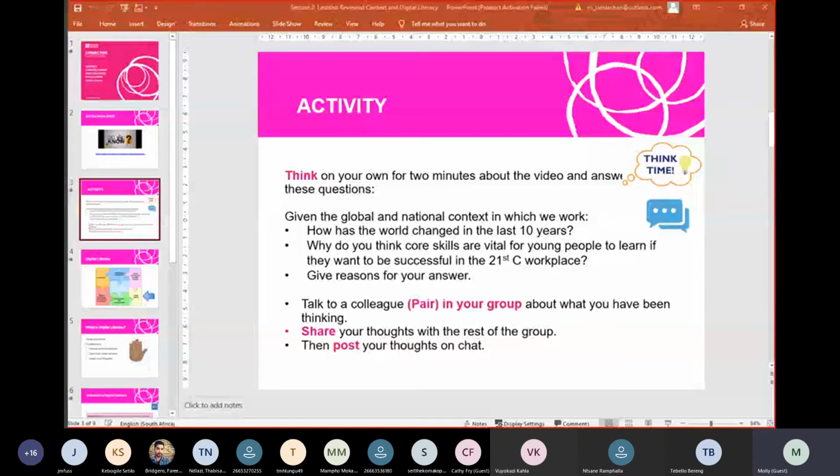I'm going to give you 5 minutes to think about that. And what are the implications for young people in the 21st century? How has the world changed, right? And why do you think the core skills are important as 21st century skills? I want you to think about that. I'll give you 5 minutes. Play some music, and I'll give you 5 minutes to think about that. So I'm typing it.